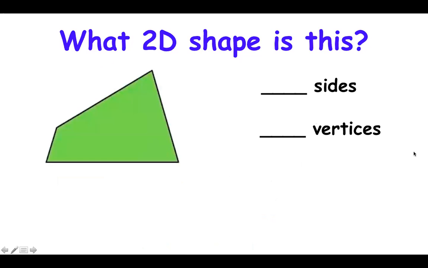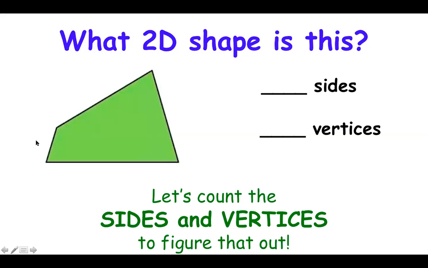Let's try another shape. This shape might not be as easy to figure out because you've probably never really seen this mountain-looking shape before. But if we count the sides and vertices, we can figure out what it's called. I'm again gonna make those dashes to count my sides. Let's count the sides and vertices. We'll always start with the sides.